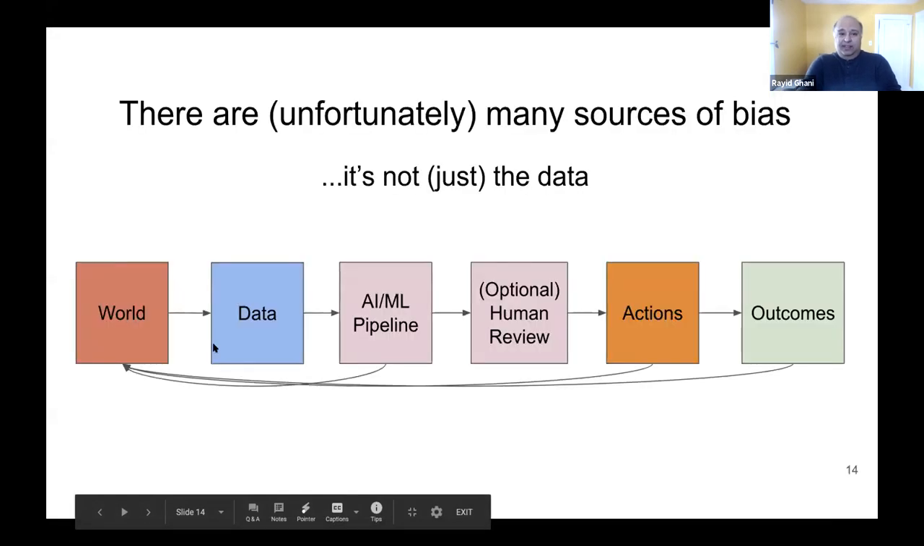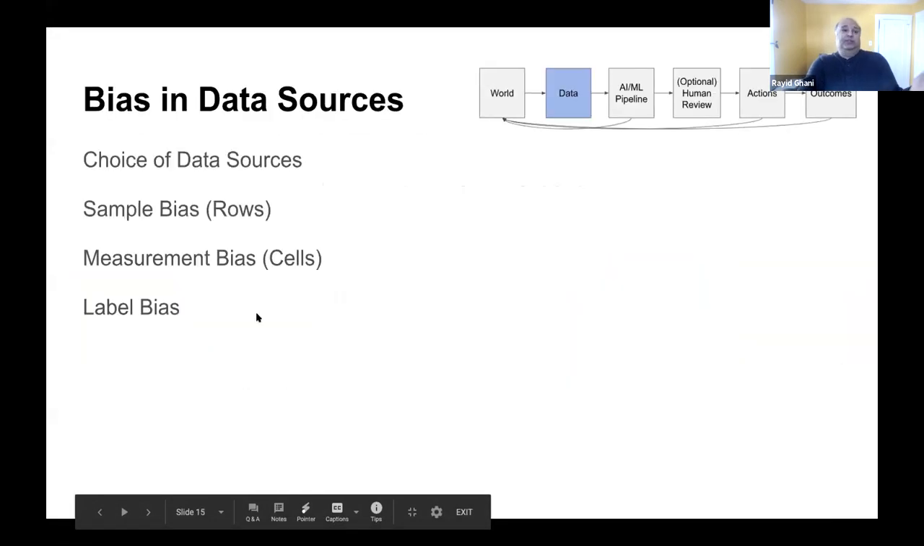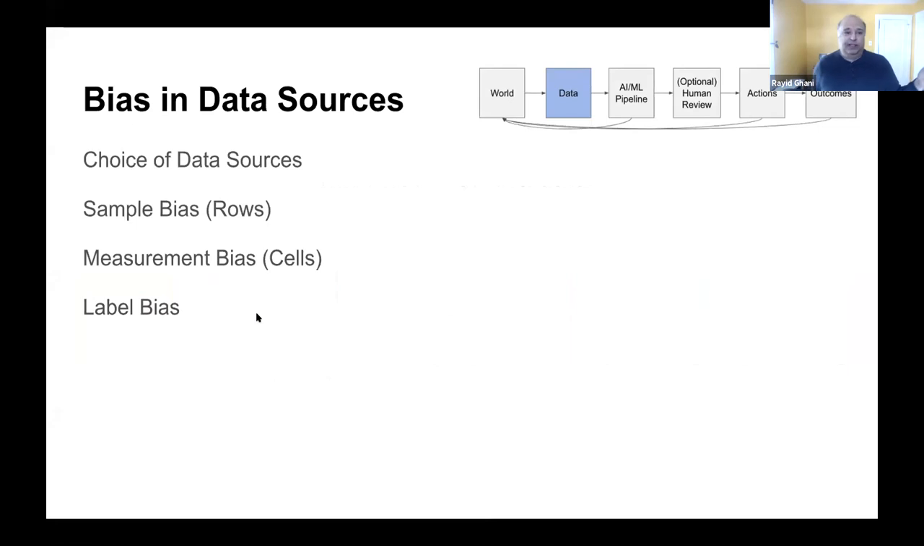The second source is the data. There's a ton of bias that shows up, and some of it is because of us building these systems. We choose certain data sources. We might say, there are all these data sources I can get, and I'm going to focus on these two because the other one is too expensive to get, or the other one might have some other information that's biased. So we choose data sources when we build these models.